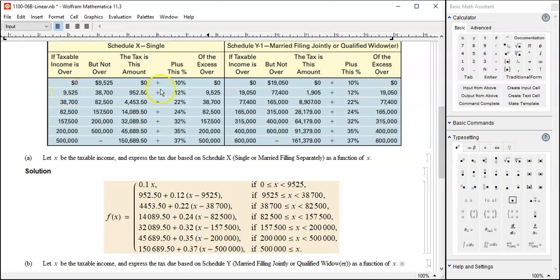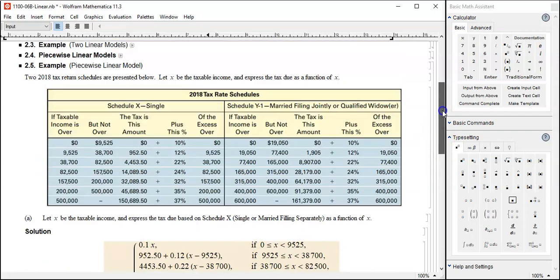and nothing more than that, then any excess of 9,525 with this 12% of tax rate, none of them is here. So your y value, the tax value, is going to be 952.50 right here, and so on. So these are all slope point equations of the line.